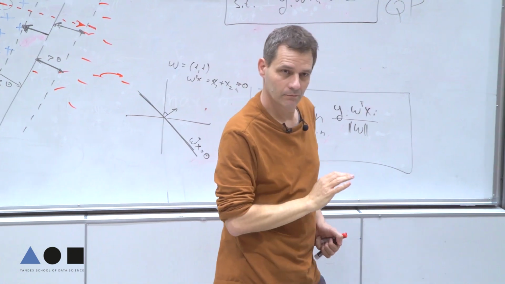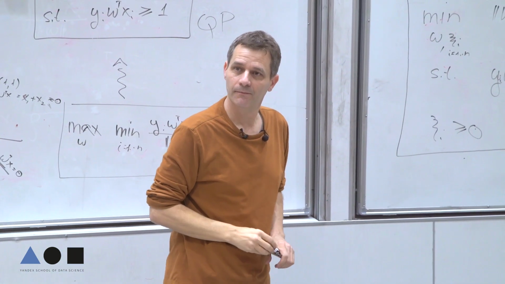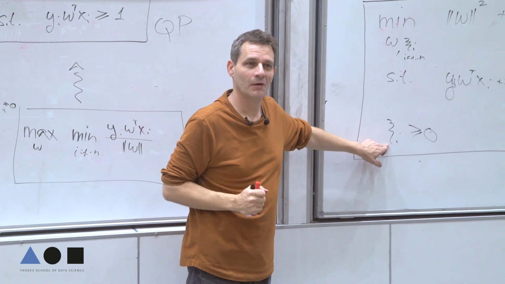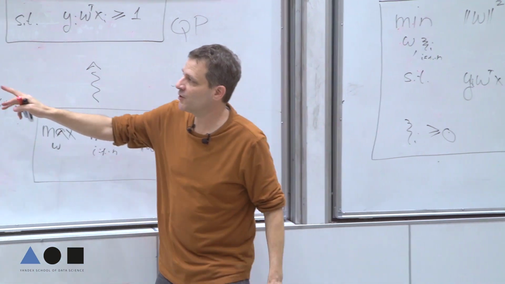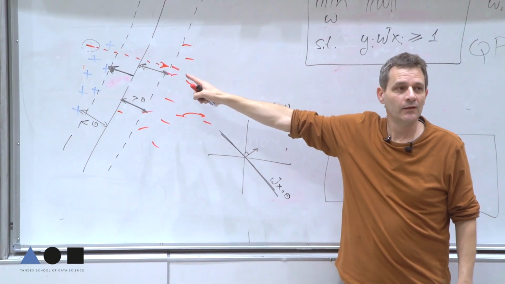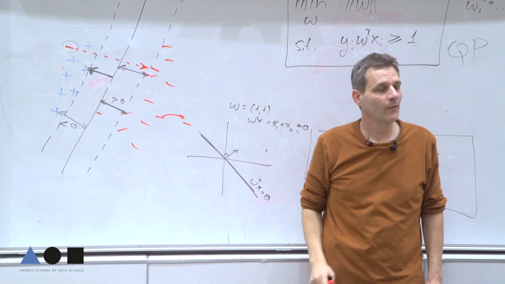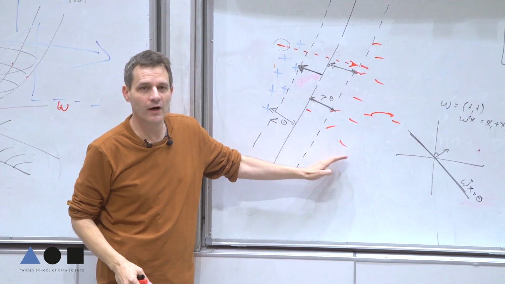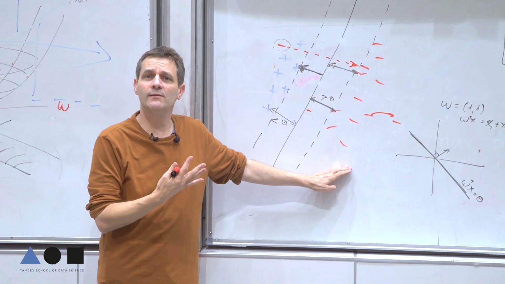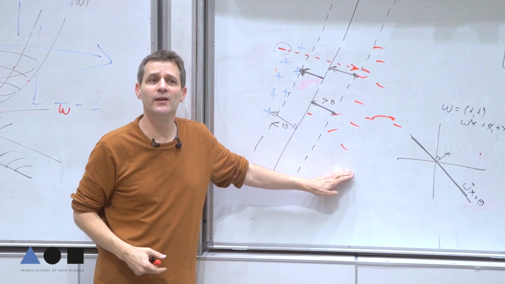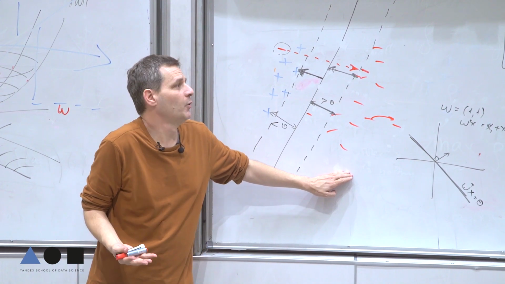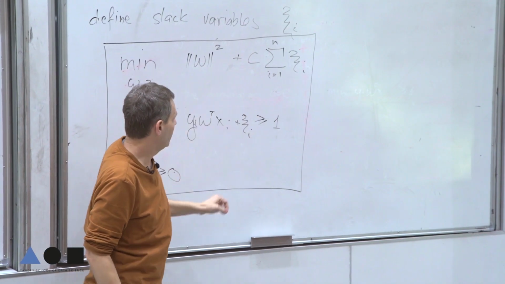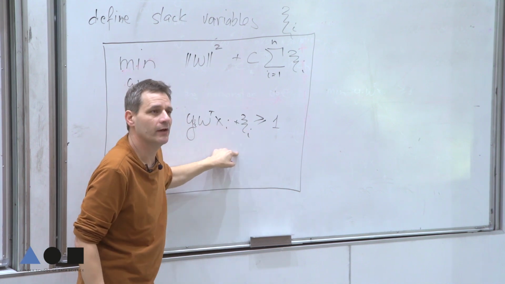Let me just describe this again. These psi i's are the slack variables. The intuition is that this is how much you need to drag the sample so it is on the right side. Notice that if you have a sample that is already on the right side, what value of psi i should we give it? 0, right? Because otherwise we pay C dollars for it, and we don't need it to obey this constraint.